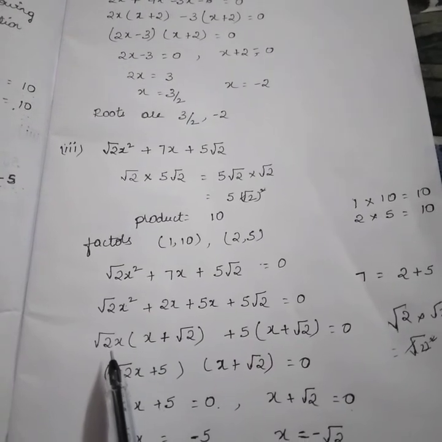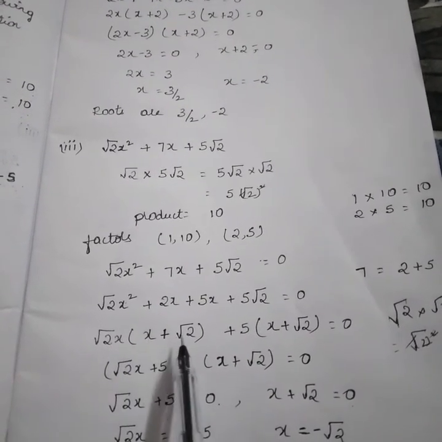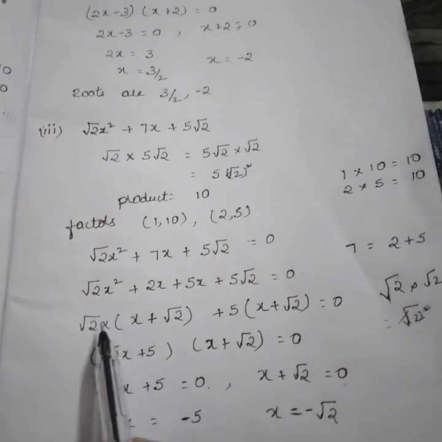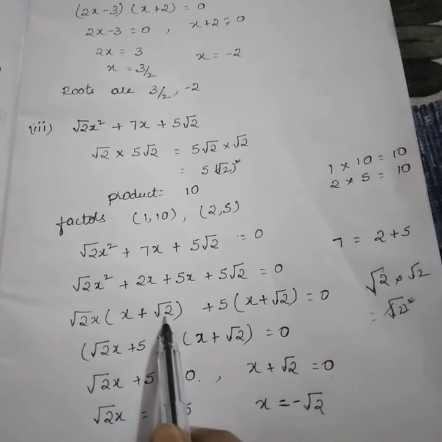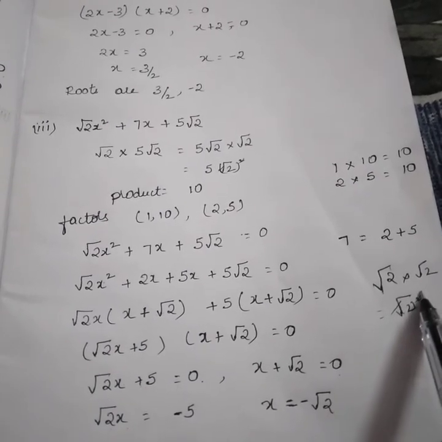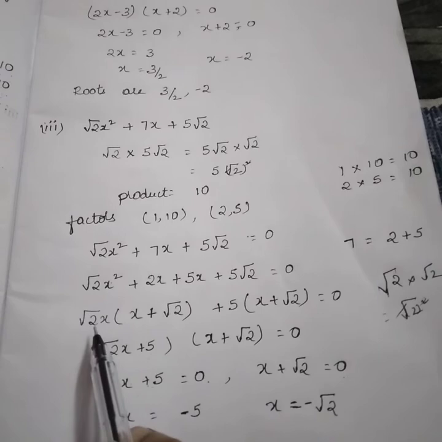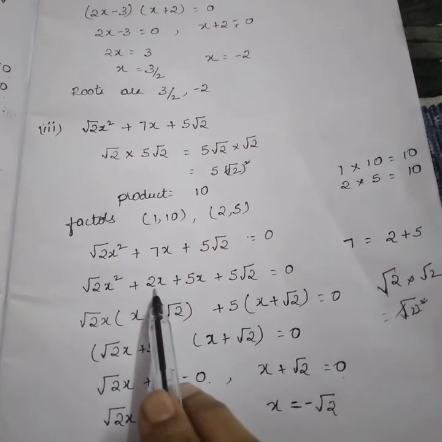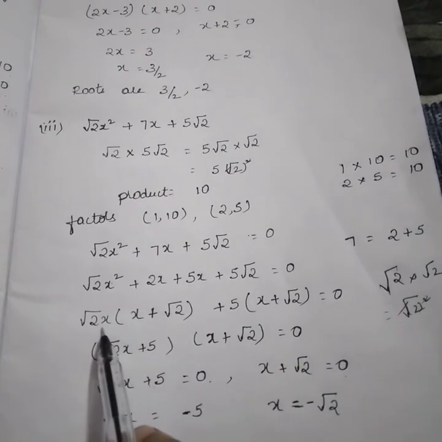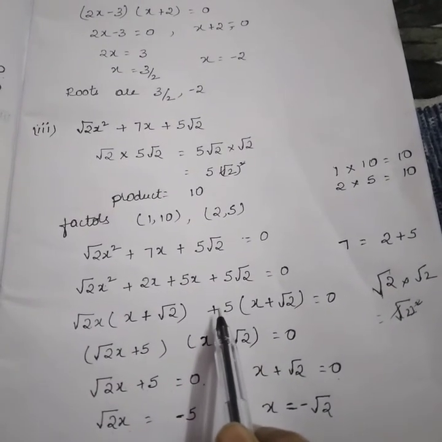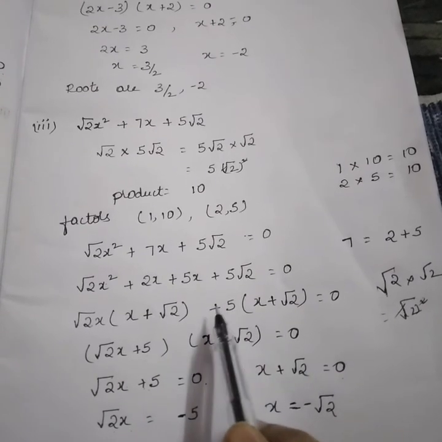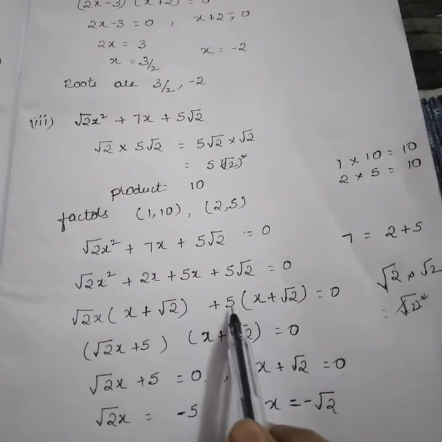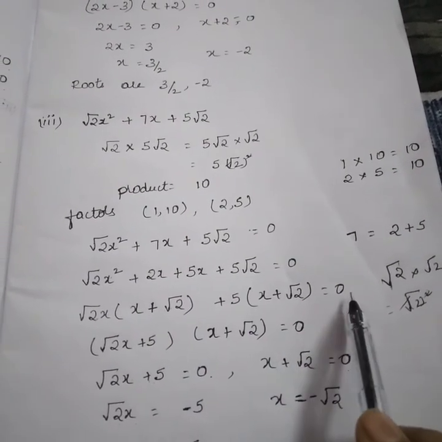Take root 2x common. Root 2x into x plus 2. Root 2x into x, root 2x square. So root 2 into root 2 is root 2 whole square. Square root will get cancelled, so we'll get 2. So we can write root 2 into root 2x. Plus take 5 common. Plus 5 into x plus root 2. 5 into x, 5x. 5 into root 2, 5 root 2 is equals to 0.